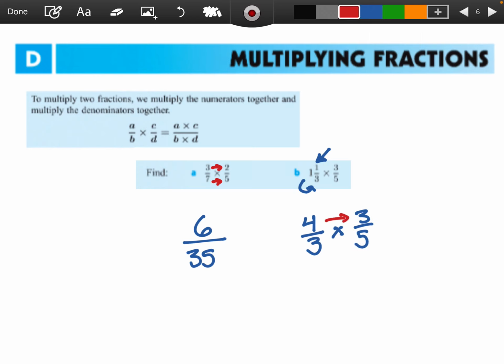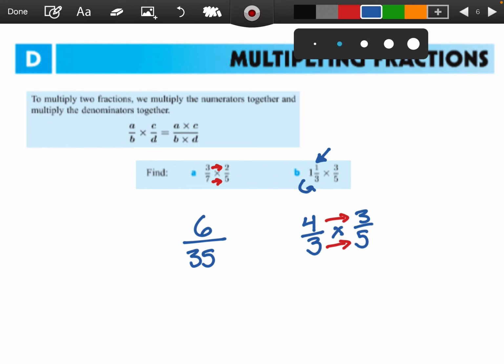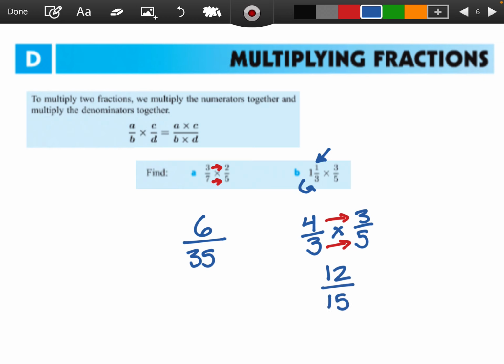And then again, same process, multiply straight across the top, multiply straight across the bottom. 4 times 3 gives me 12, 3 times 5 gives me 15. Do 12 and 15 have any common factors? Yes, they do. So I'm going to divide top and bottom by 3. So 12 divided by 3 gives me 4. 15 divided by 3 gives me 5. Take note of how I'm completing these questions. I am working down my page, not across, no equals sign. That needs to be the method that you do in your notebook.